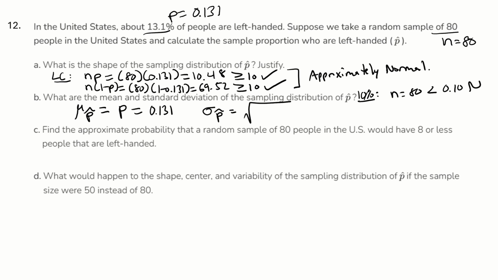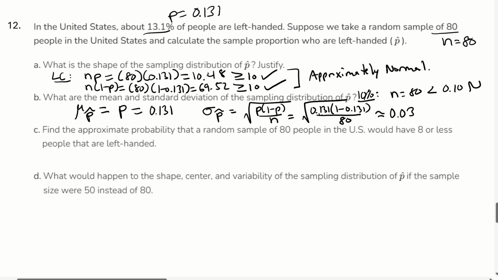So the square root of p times 1 minus p divided by n. All right, so then we got the square root of 0.131 times 1 minus 0.131 divided by 80. You calculate that, you get 0.0377. All right, so those are my two things.